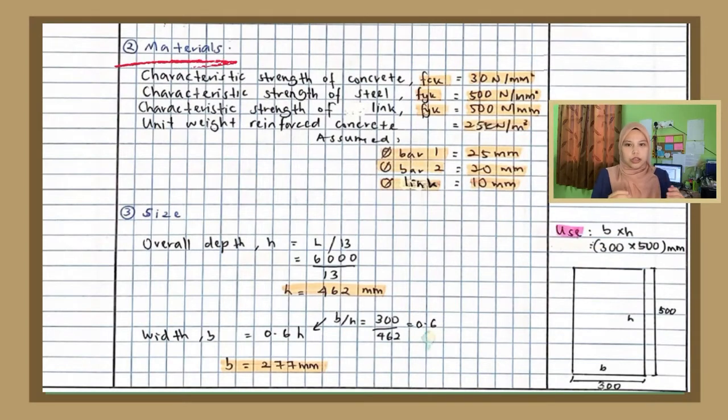We use fck is 30 Newton per millimeter squared, because our concrete grade is C30, and fyk is 500 Newton per millimeter squared. We also assume that the bar diameter is 25 millimeter and the link diameter is 10 millimeter. And for the overall size, b times h is 300 times 500 millimeter.